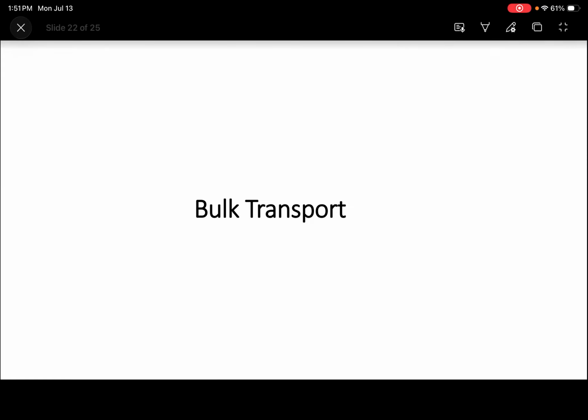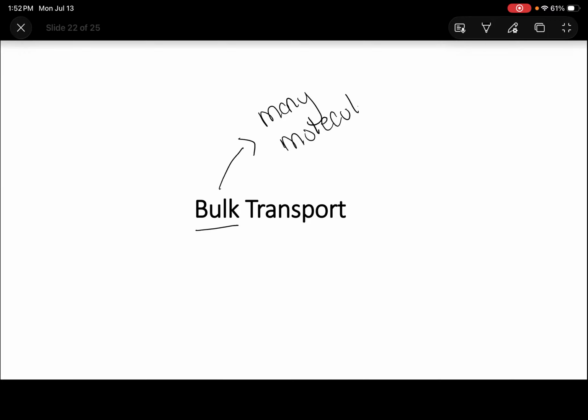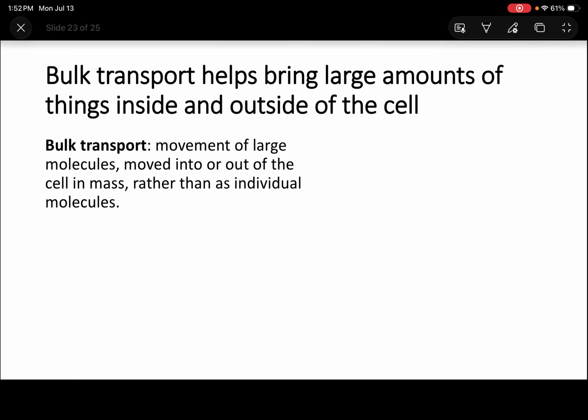Today we're finishing out the videos for Module 7 by talking about a type of transport called bulk transport. Based on its name, I hope it's pretty obvious that with bulk transport, we're going to be moving many molecules, many things at once. A lot of what we've been talking about so far with diffusion, osmosis, and active transport, we are moving just molecules of water or molecules of solute individually. Bulk transport is the movement of these big packages of things all together. And there are two main types of bulk transport that we talk about.